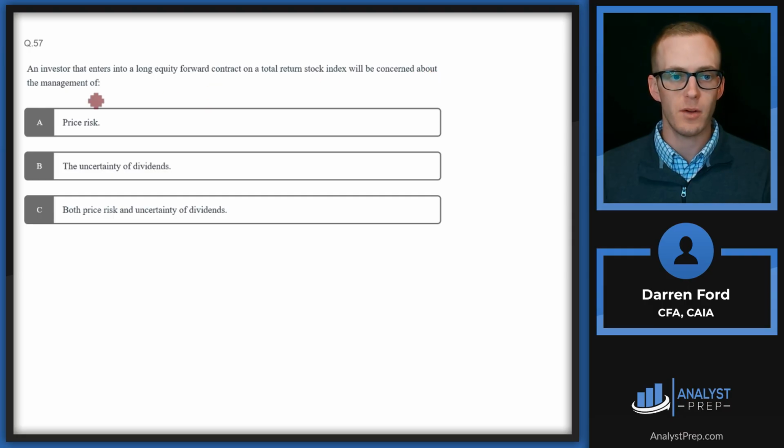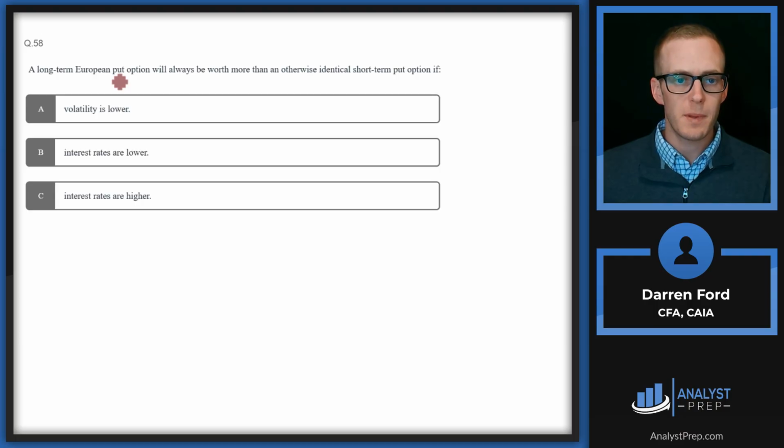An investor that enters into a long equity forward contract on a total return stock index will be concerned about the management of A, price risk, B, the uncertainty of dividends, or C, both price risk and the uncertainty of dividends. So this one's going to be C. Price risk is always going to be a concern with an equity forward contract, but the key here that we want to include dividends in this is this part right here, total return. So for a total return stock index, it's going to take into account all the price increases, and it's going to take into account all of the dividends received to determine our return on this forward contract. So for that reason, we will go with answer C.